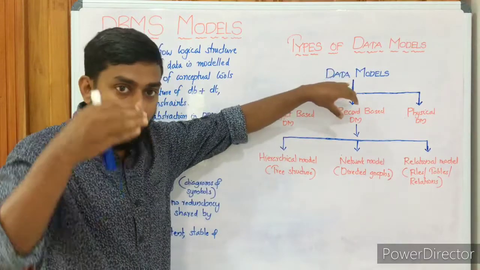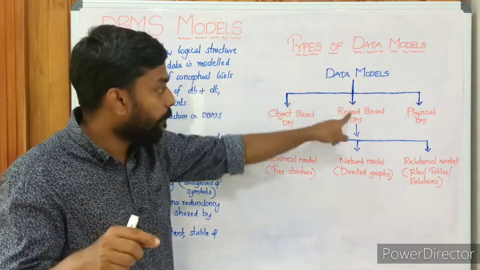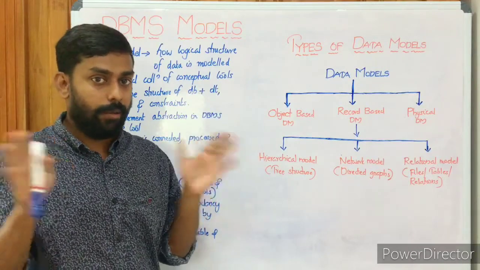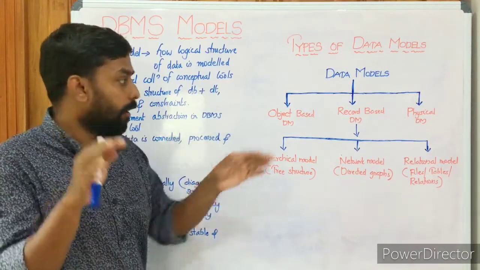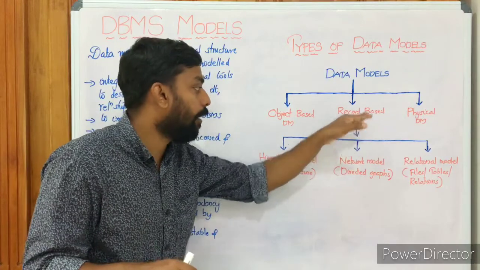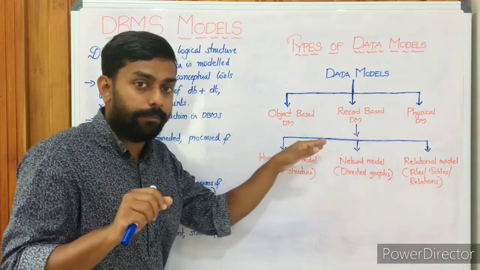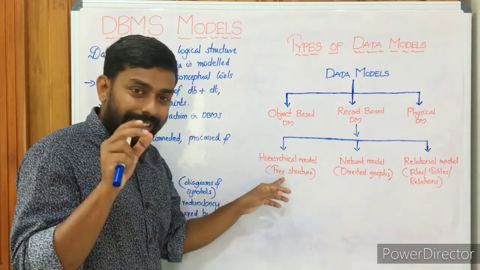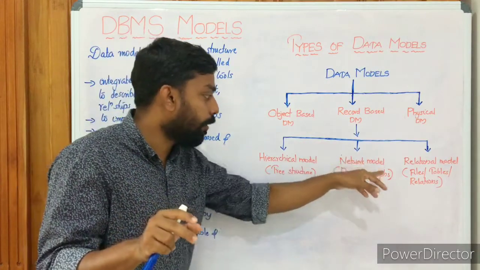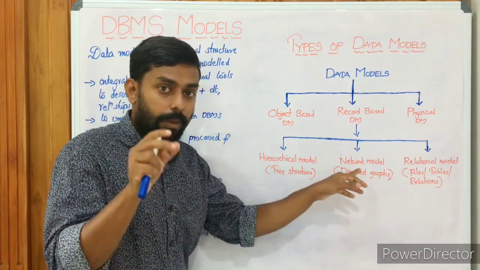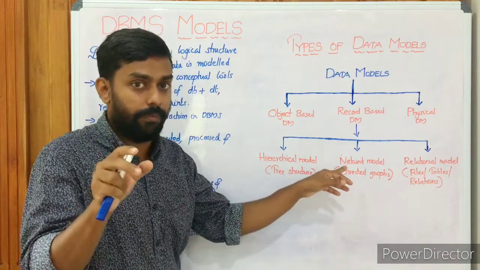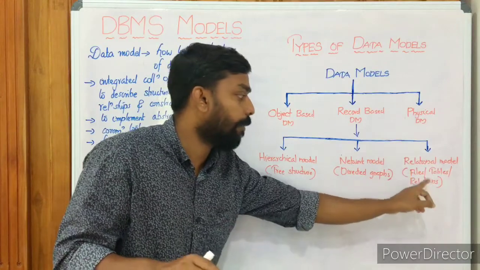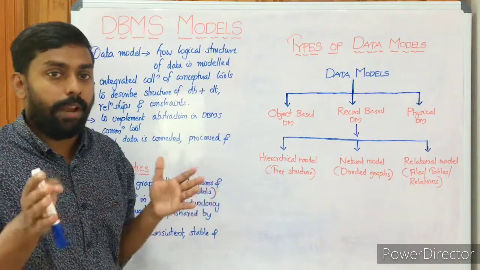But in our syllabus we have focused only on record based data model, or data based data model. We can say data based or record based, both the same. So record based data model can again be divided into 3: hierarchical data model, it's a tree structure. Then network data model, that is represented using a directed graph or digraph or simply graph. Then the relational data model using files, tables or relations.